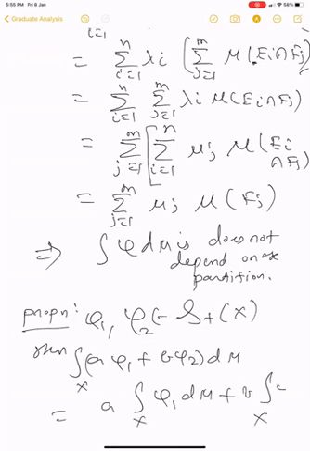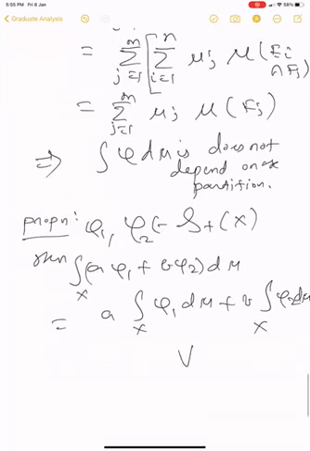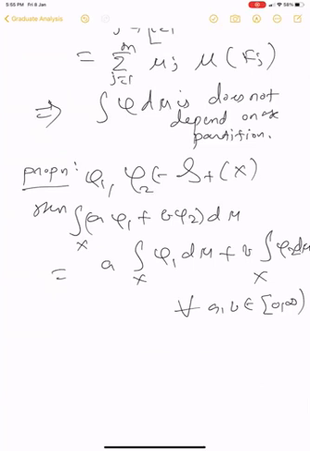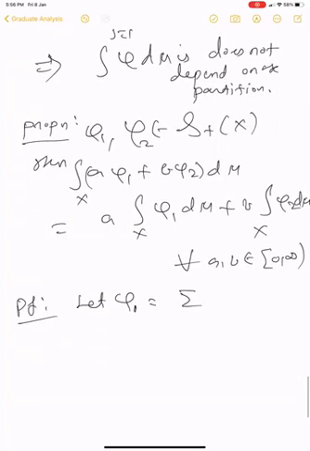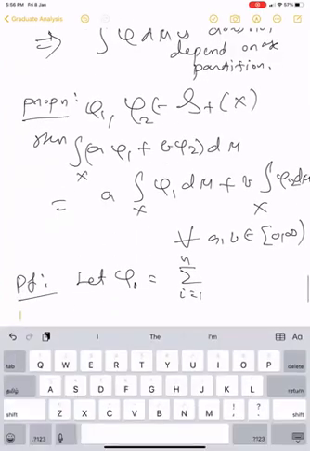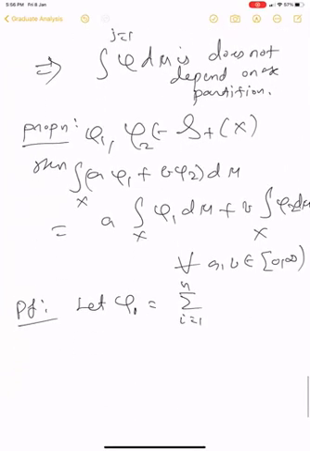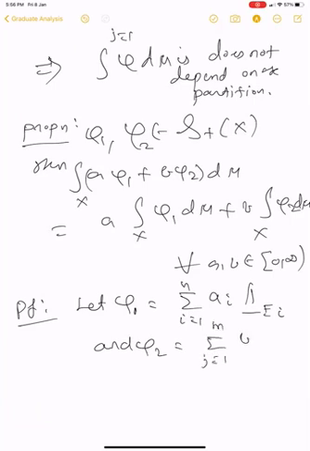This is for all a, b, where we take only real numbers, positive real numbers in zero to infinity, and phi 1, phi 2 are two simple functions. So this is just very easy. Let phi 1 equal to the summation of a_i times the indicator of E_i, and phi 2 equal to the summation j equal to 1 to m of b_j times the indicator of F_j.